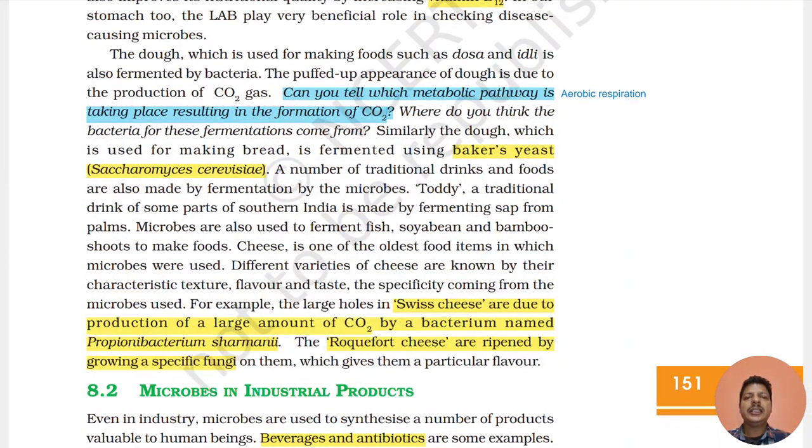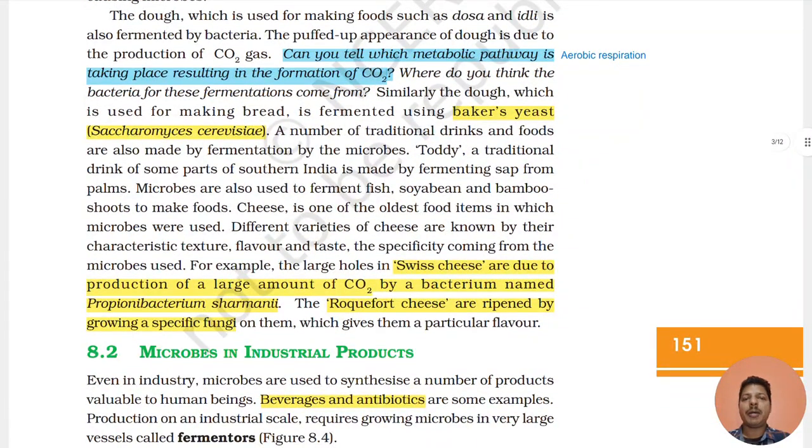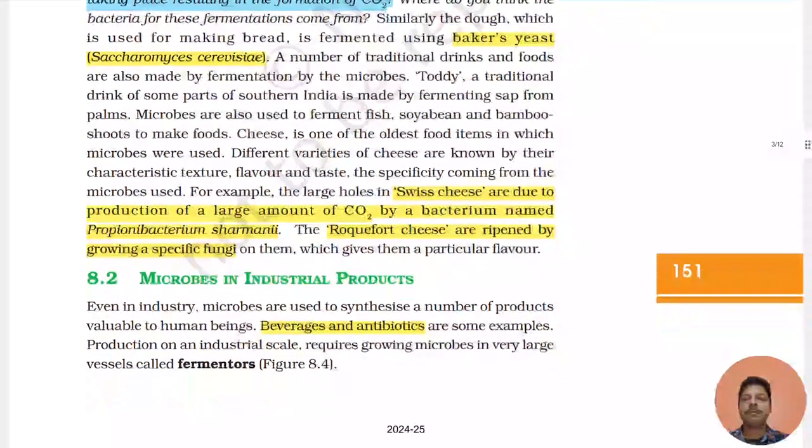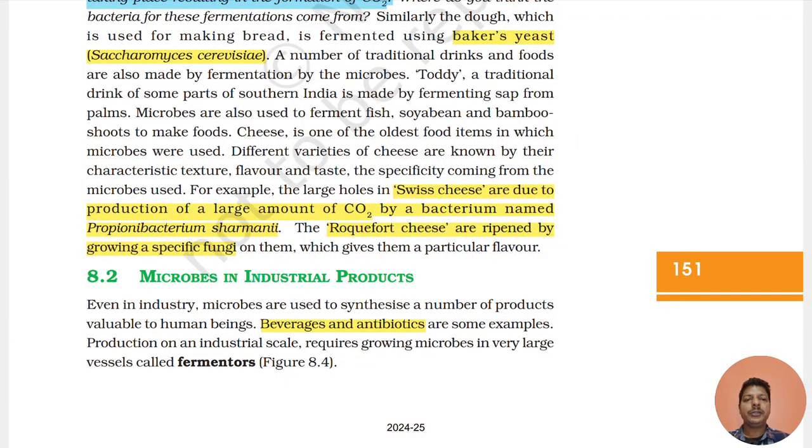Then, similarly, the dough which is used for making bread is fermented using baker's yeast, that is Saccharomyces cerevisiae, and toddy is also mentioned. Then Swiss cheese has large holes due to production of a large amount of CO2 by the bacterium Propionibacterium sharmanii, and Roquefort cheese is ripened by growing a specific fungus on it.